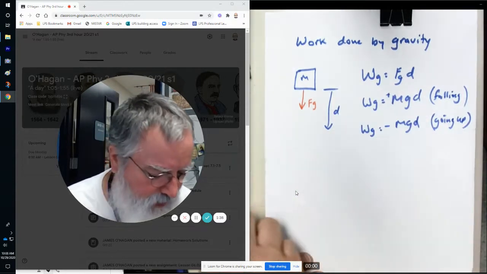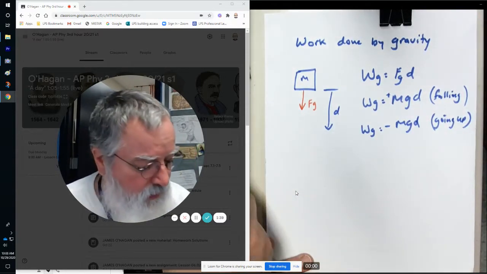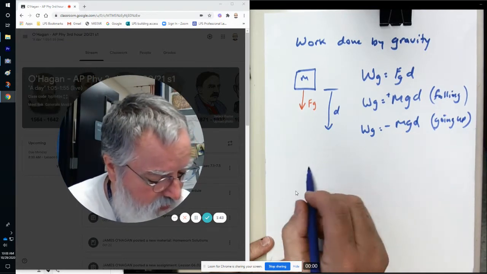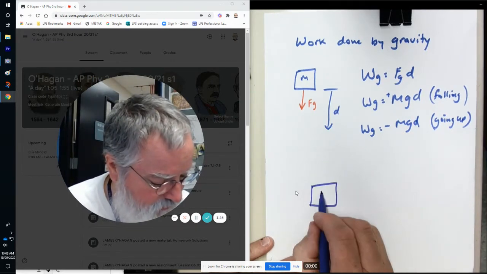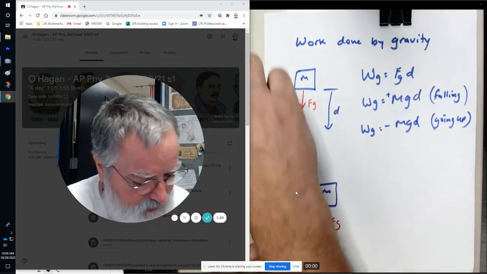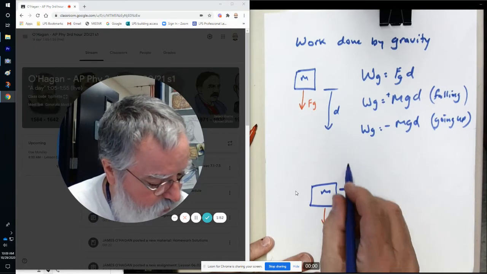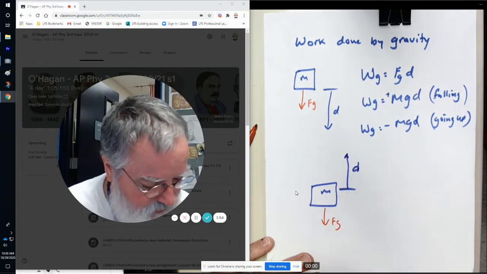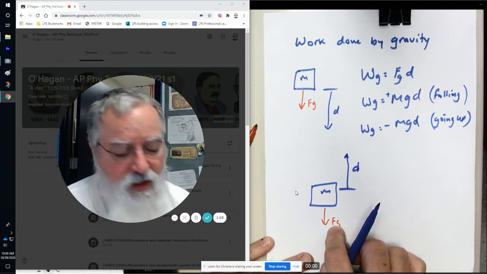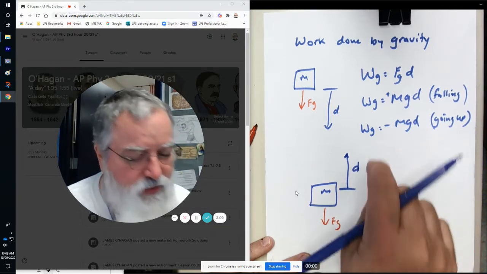On its way up, the work done by gravity was minus mgd because, let's see, we got the mass and the force gravity, and on its way up, it's going to move up some distance d. The displacement and the force gravity are in opposite directions, so you get a minus sign there. So that's the work done by gravity.